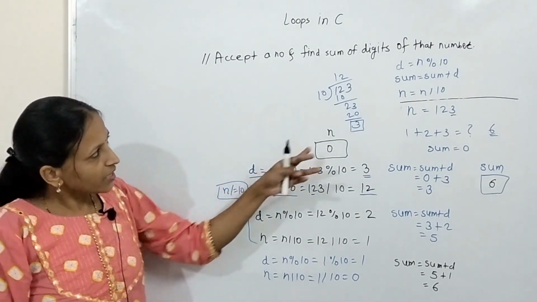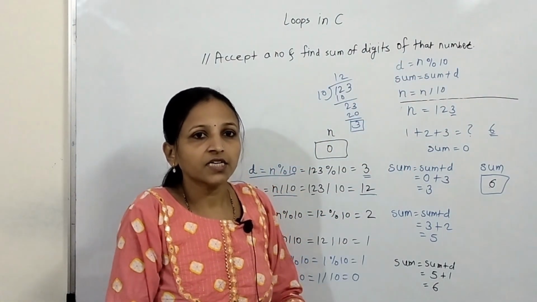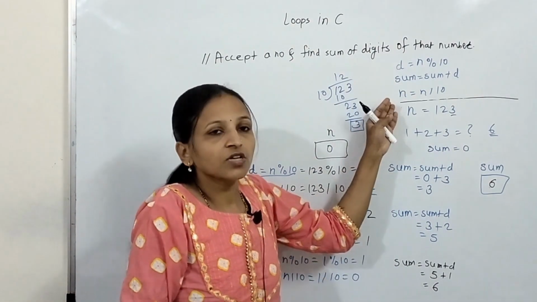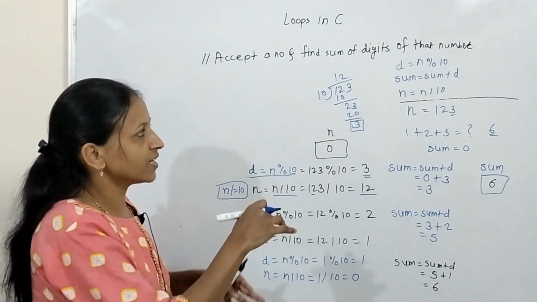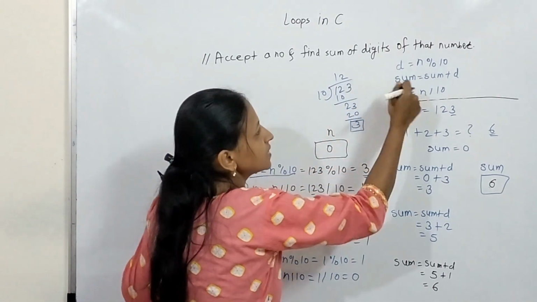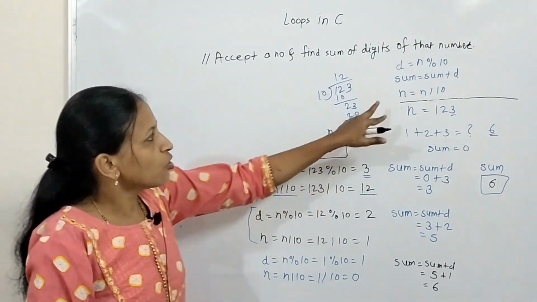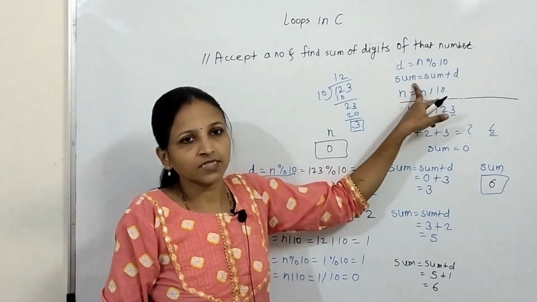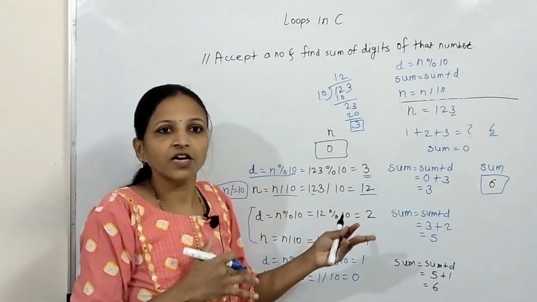If we repeat these 3 steps again and again till n is non-zero, or till we get n becoming 0, we have to repeat these 3 steps again and again. Then we will get the sum of digits inside this sum variable. Now we will apply this logic in our program.